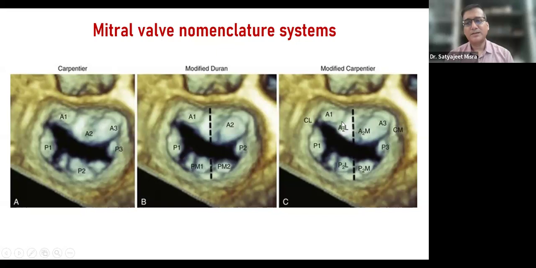Now, if you draw the same imaginary lines, you have the A1 and the lateral portion of the A2 scallop, as well as the P1 and the opposite segment, that is the lateral portion of the P2 scallop, and the commissures. All these are attached to the lateral papillary muscle or the anterolateral papillary muscle. And then the medial portion of the valves, that is the A2 medial segment, the A3, the P2 medial segment, and the P3, as well as the medial commissure, they are all attached to the posteromedial papillary muscle. So this is a much more anatomically relevant classification, which incorporates the best of the Carpentier as well as the Duran classification.